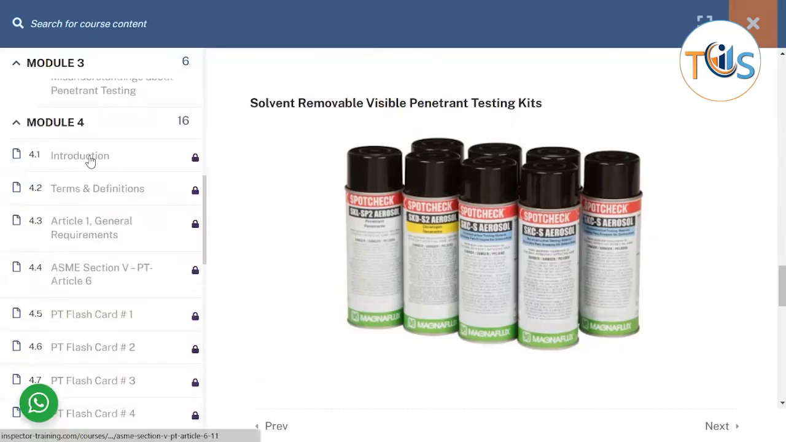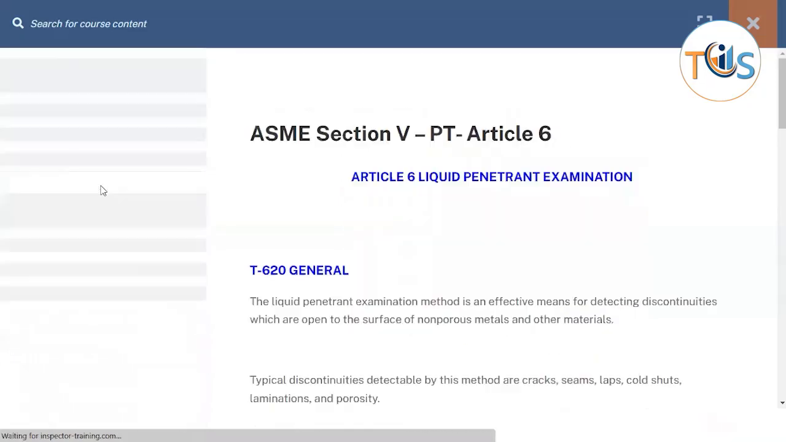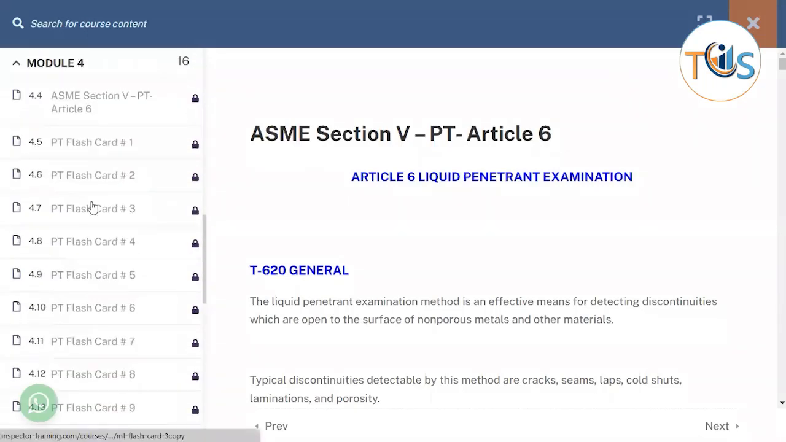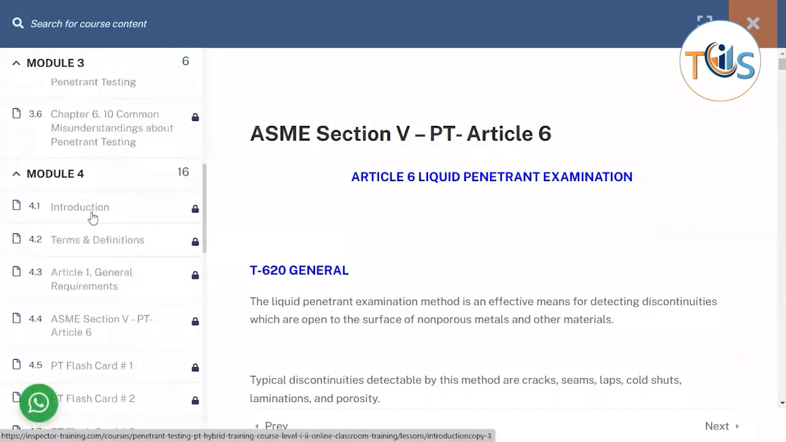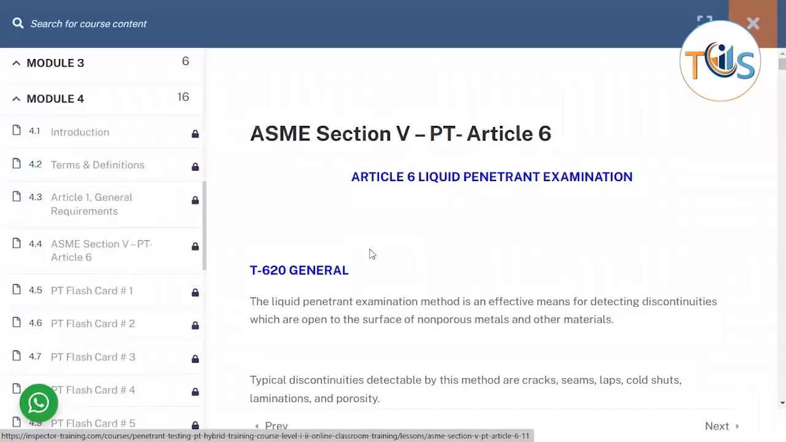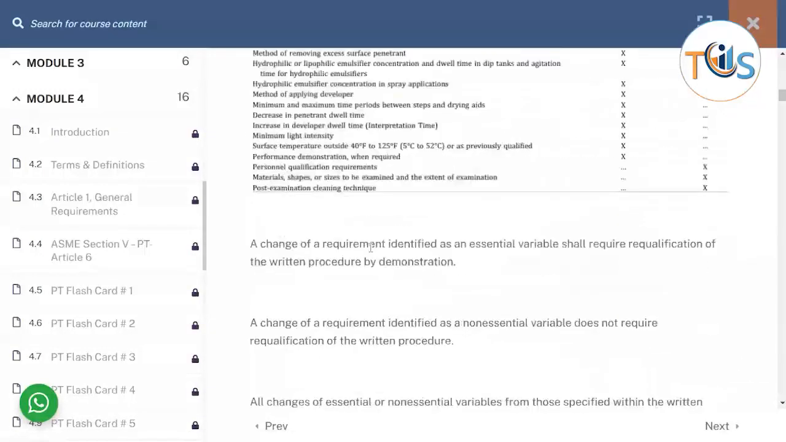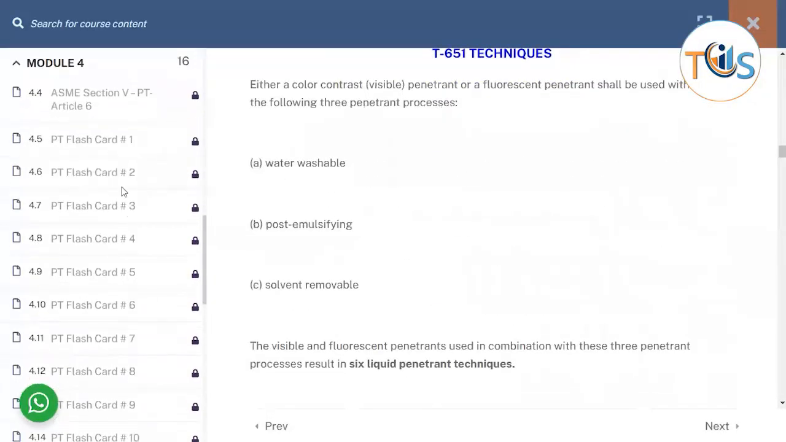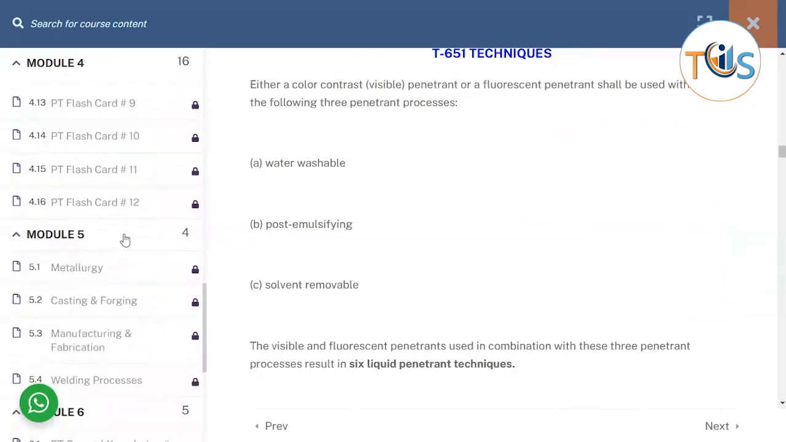Very practical-oriented course. And in Module 4, we'll be talking about the introduction of ASME Section 5, the non-destructive examination code. There are terms and definitions, general terms and definitions, as well as terms and definitions exclusive to PT. Then we'll talk about Article 1, the general requirements, and Article 6, which is the main topic, and all the essential and non-essential parameters, and we'll explain all this. And then it follows with some 12 sets of flashcards.